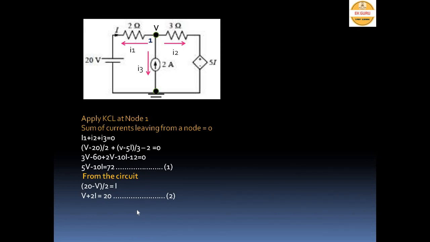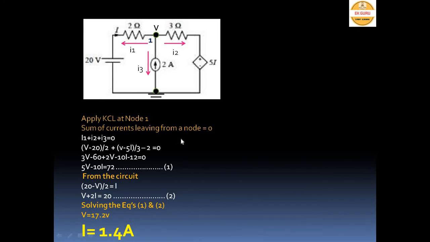By solving 1 and 2, we will get voltage V is equal to 17.2. By solving those two equations, node voltage V is equal to 17.2. From that, I is equal to 20 minus V by 2, so 20 minus 17.2 by 2. From that, you can get the current I is equal to 1.4 amps.